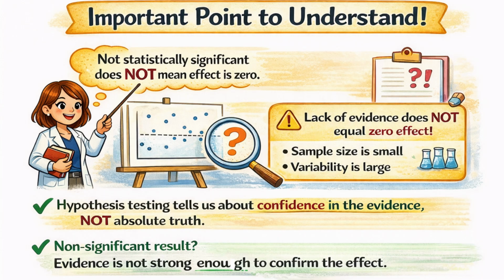Here is an important point that is often misunderstood. When a coefficient is not statistically significant, it does not prove that the effect is zero. It means that the data does not provide enough evidence to confirm the effect. Maybe the sample size is small, maybe the variability is large. So hypothesis testing tells us about confidence in the evidence, not absolute truth. An insignificant result does not automatically mean something is wrong with the model. It simply means that the evidence is not strong enough to confirm the effect.